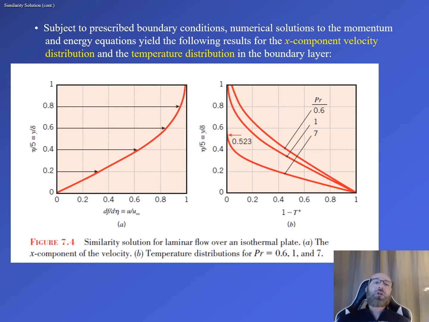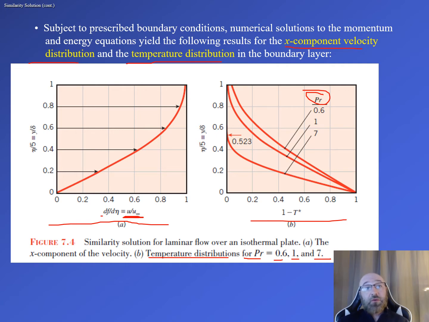So now let's take a look at the similarity solution for laminar flow over an isothermal plate in this diagram below. Subject to prescribed boundary conditions, numerical solutions to the momentum and energy equations yield the following results for the x component velocity distribution and the temperature distribution in the boundary layer. On the left-hand side in part A, we have the x component velocity, our u over u infinity that we saw previously, which is our definition for that dimensionless x velocity component. And in part B of our diagram, this is our temperature distributions for the given Pr relationship, where Pr is equal to 0.6, 1, and 7.